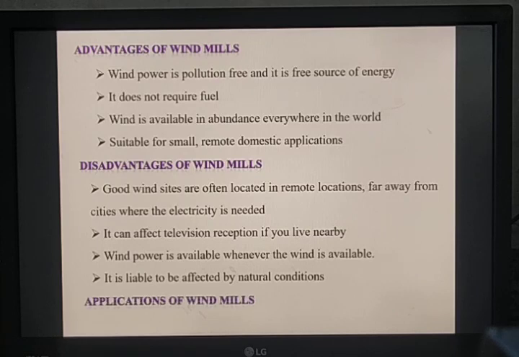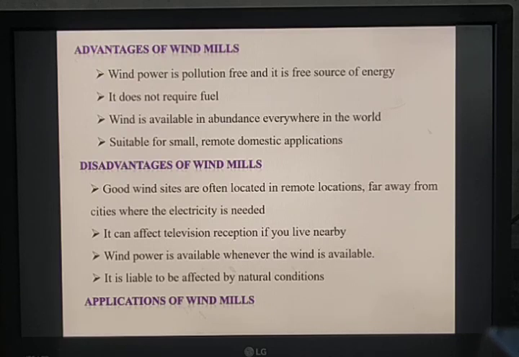And applications of windmill: it is used for generating electricity, water pumping, that is agriculture purpose, telecommunication, weather station, street lighting and hybrid power generation.